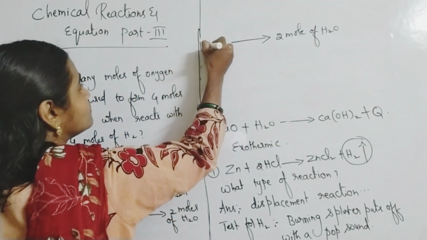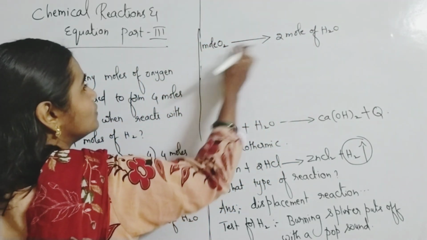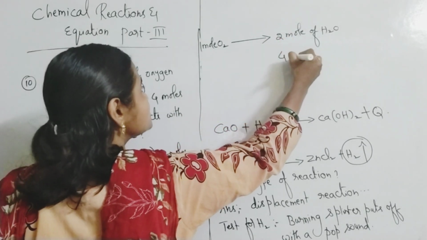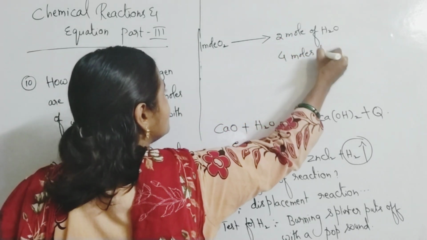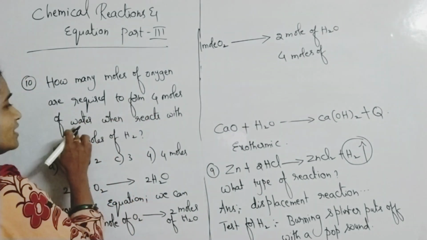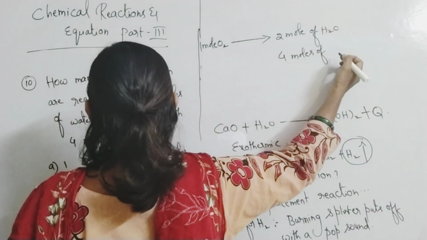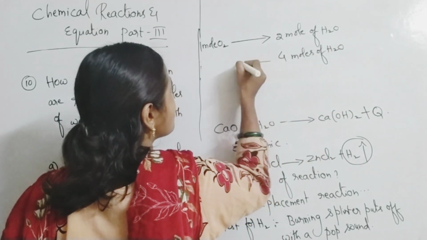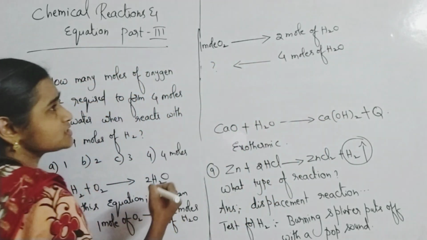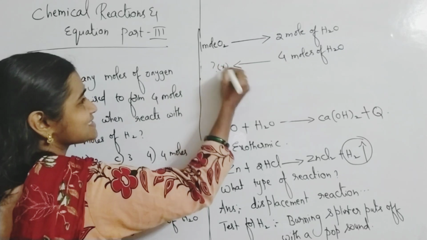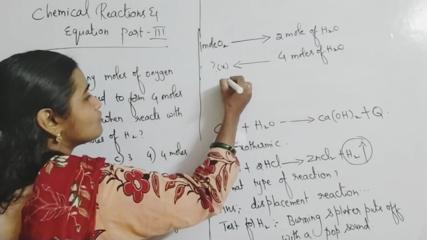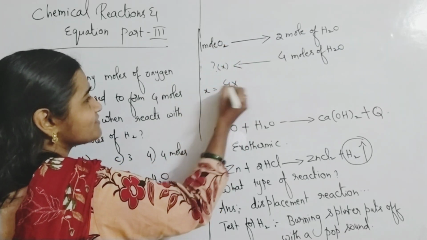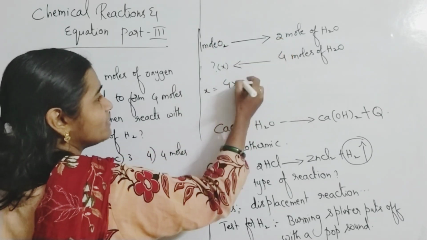1 mole of O2 gives 2 moles of water. You want 4 moles of water. Then how many moles of oxygen do you require? If you keep x here, then apply the rule of 3: cross multiply and divide by the third number.